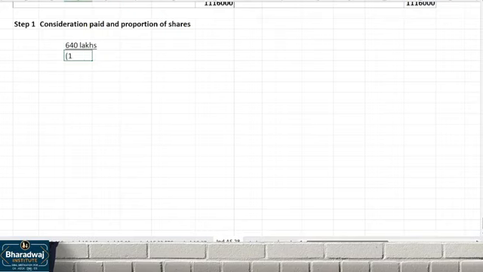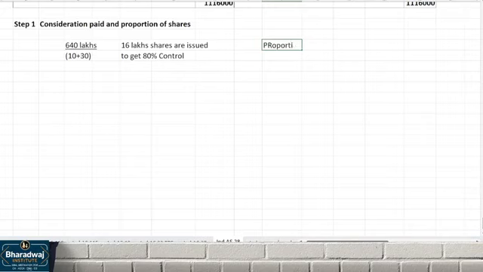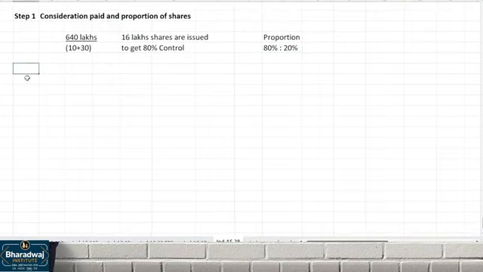Face value is what? 10 at a premium of 30 கொடுத்திருக்காங்க. அப்போ how many shares are allotted? 640 by 40 போட்ட எவ்வளவு shares? 16 lakhs shares are issued to get what control? 80% control. So proportion is very simple. Proportion is 80% with us and what? 20% with NCI. This is step 1. You can take it along with me, that's better.